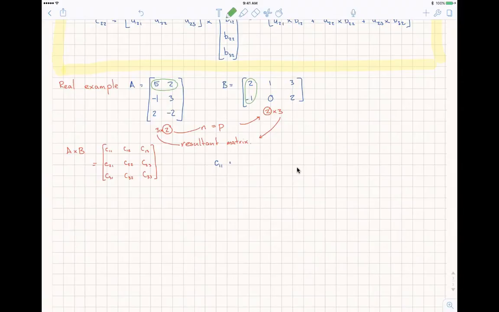So what we're going to have is 5 times 2, and then we're going to add that to 2 times -1. So what we should get is 10 minus 2. Be very careful with your negatives when you do this. Lots of room for error, so be really, really careful.